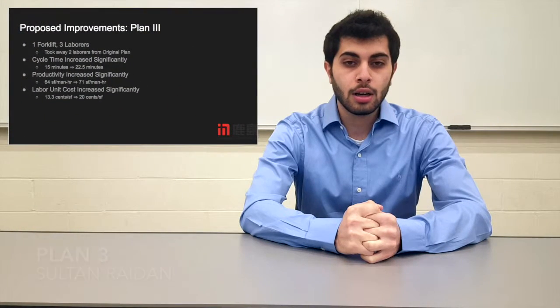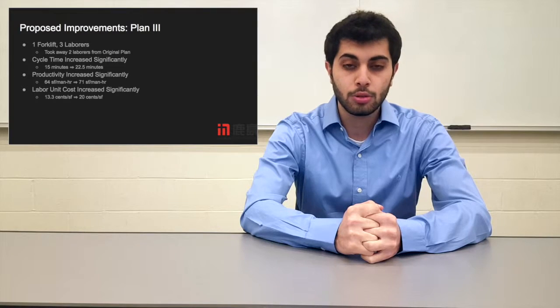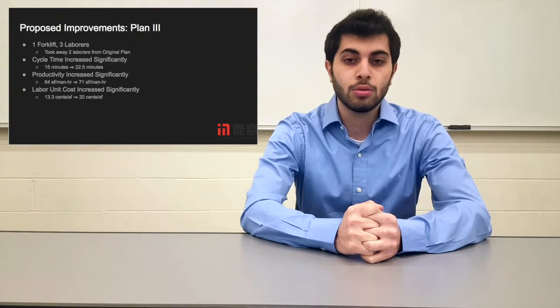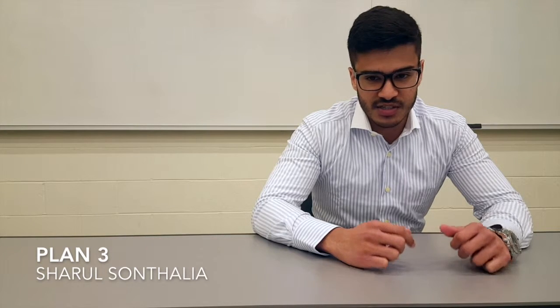Plan D represents a choice of improvements to remove 2 laborers while having 1 forklift. This is done to relieve idle time and maximize efficiency. The improvement resulted in an increase in cycle time from 15 minutes to 22.5 minutes, an increased labor cost from $0.13 to $0.2 per square foot, and an increased productivity from 64 square foot per man-hour to 71 square foot per man-hour. Although this solution was not as efficient as the other 2 improvements, it is still an improvement of the initial division of activities.